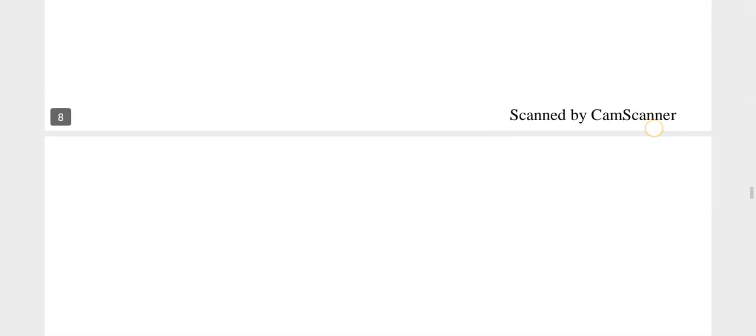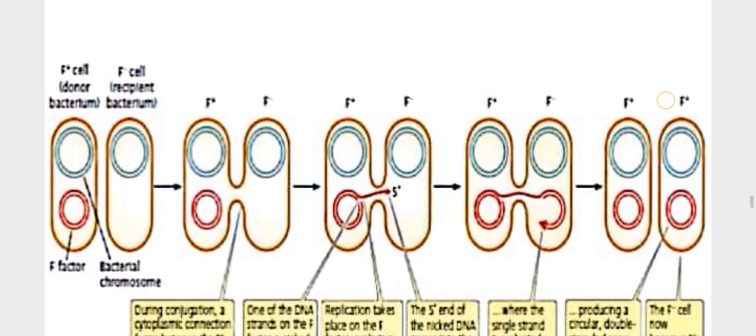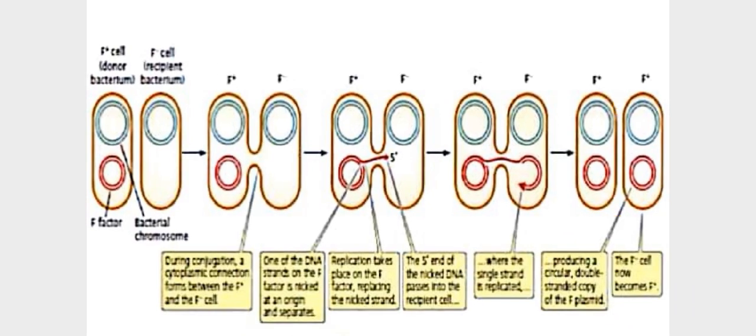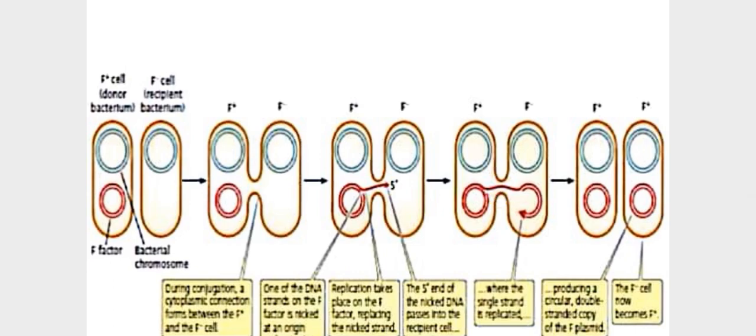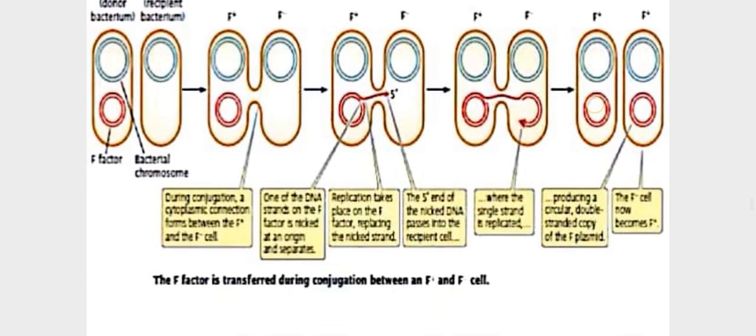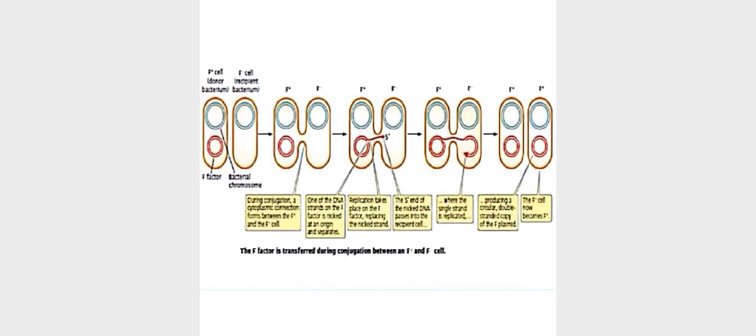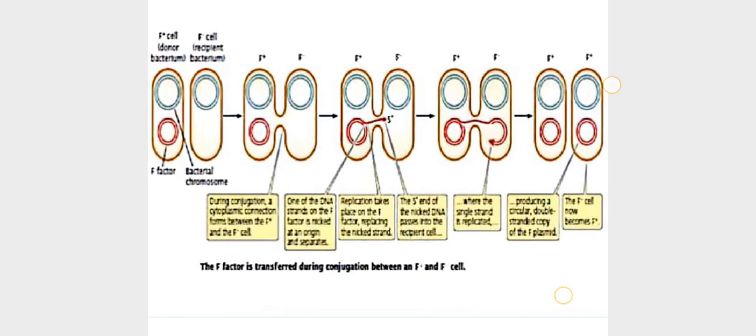Conjugation of F+ and F- bacteria, another topic not related to this one. Donor bacterium F+ cell, then F- cell, conjugation process. During conjugation, one cytoplasmic connection forms between the F+ and F- cell.